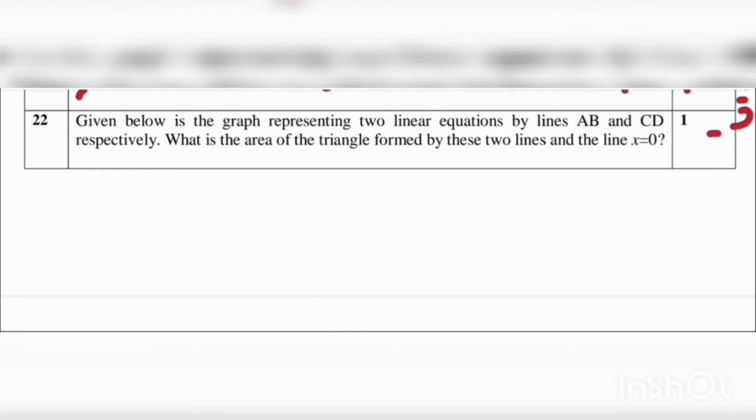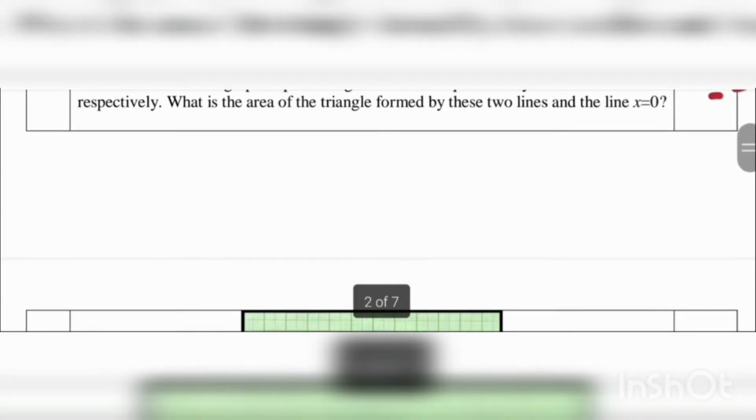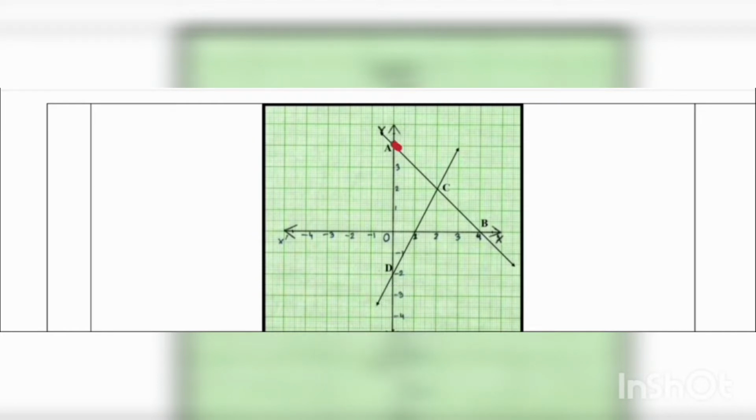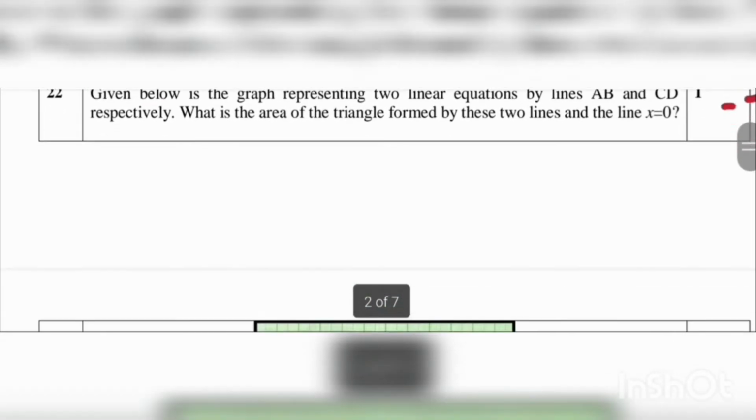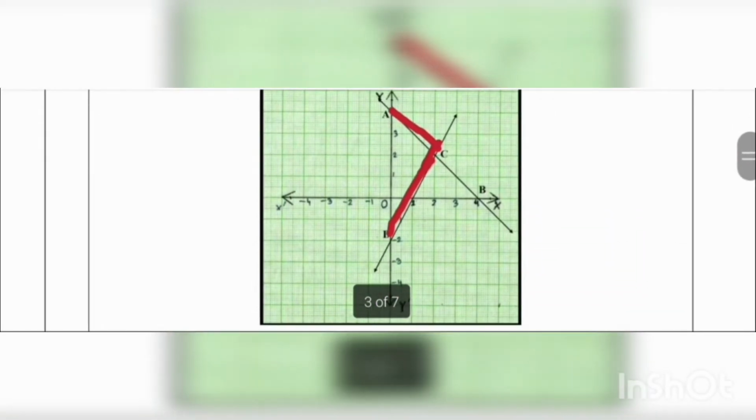Next question is, given below is a graph representing two linear equations by lines AB and CD. What is the area of the triangle formed by these lines and the line x equals 0? We have a graph. Now we want to find the area of this triangle formed by these two lines, this triangle ACD. So we have to find the area of the triangle formed by these lines and the line x equals 0.